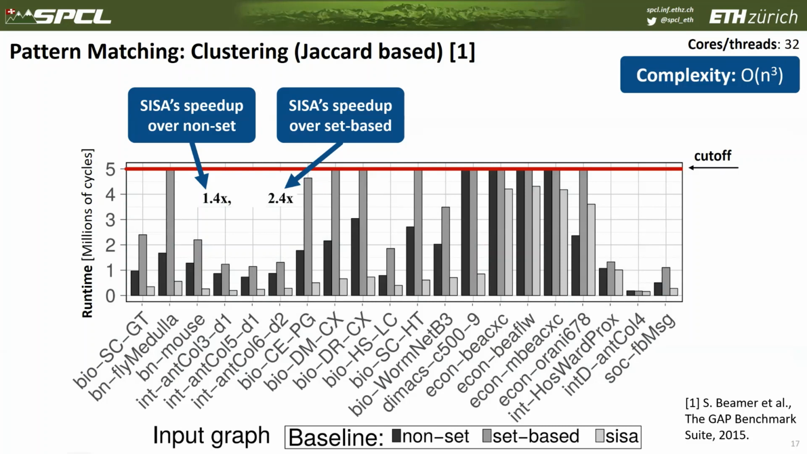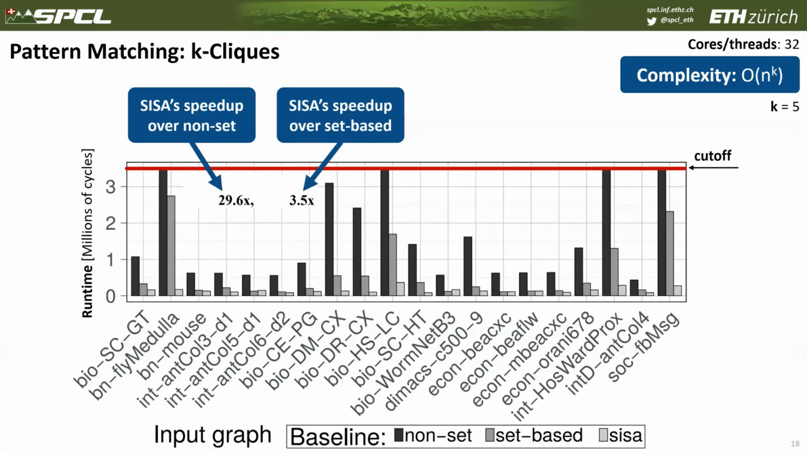But if we move to more complex pattern matching problems, such as k-cliques, here we already see that the pattern is somewhat different. Again, we can see the graphs on the x-axis, and the runtime in millions of cycles on the y-axis. But this time, what is clear is that SISA outperforms the non-set variant by a large margin, and the speedups over set-based are there too, though smaller than the first one. This means that our paradigm gives us more performance, still being second, because the hardware acceleration pushes the performance even further. But using the sets themselves is actually going to help here for the problem of k-cliques.